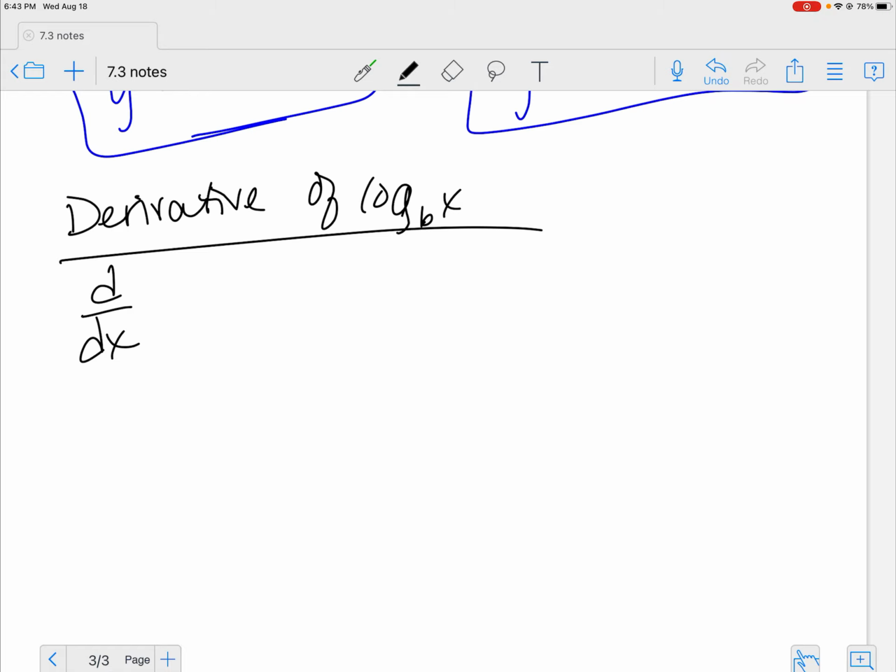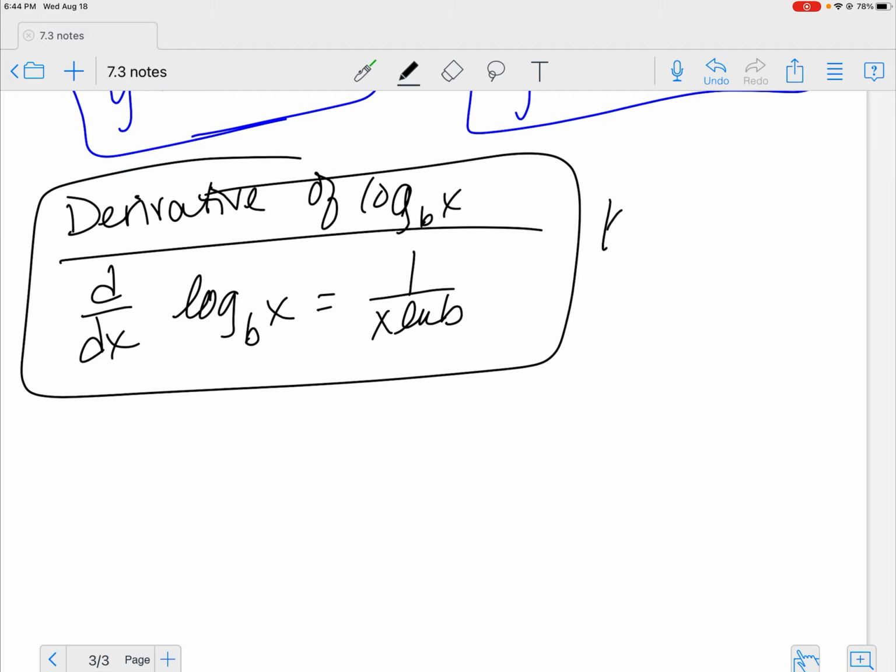The derivative with respect to x of log base b of x is equal to 1 over x natural log of b. Let's talk about this for just a second. What's the derivative of natural log? 1 over x. Now, this is log with a base. You'll just have to tack that additional natural log of b onto it because the base is different. Not a common one, but you still need to know it.